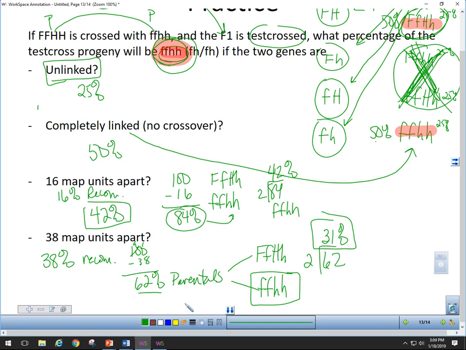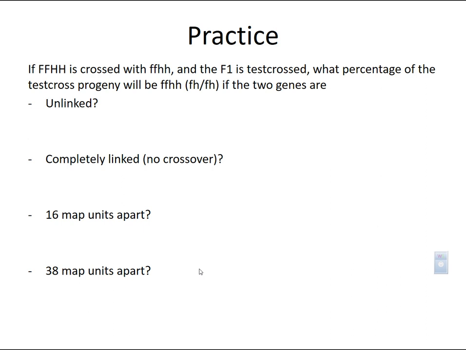All right, now you try, you practice with the sheet that I gave you to do for homework. All right, that concludes this lecture.